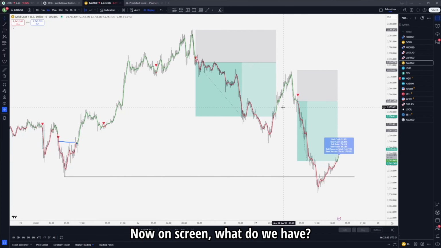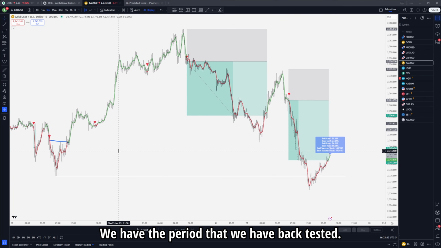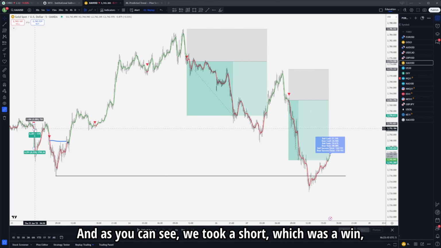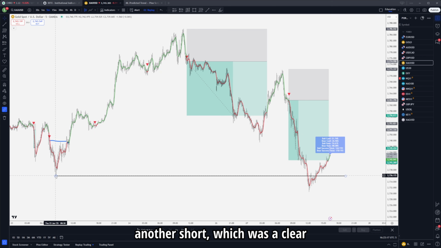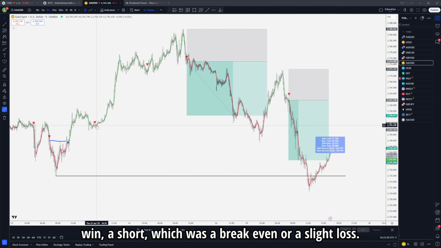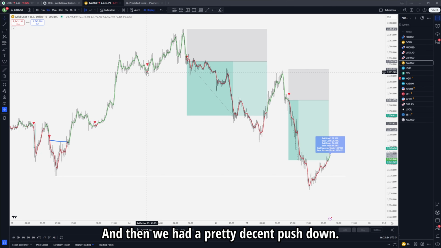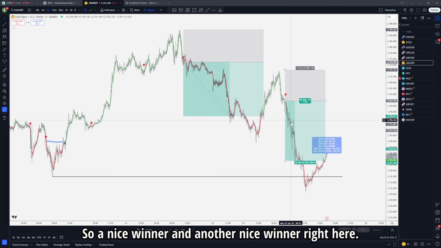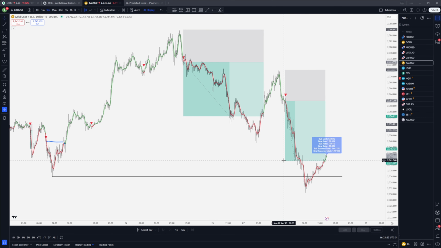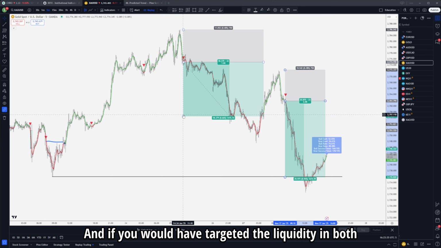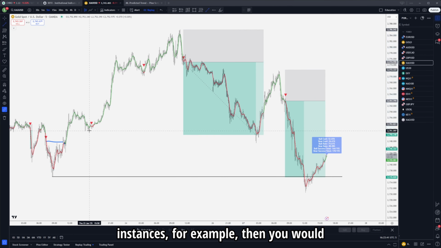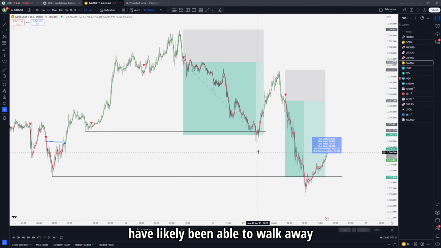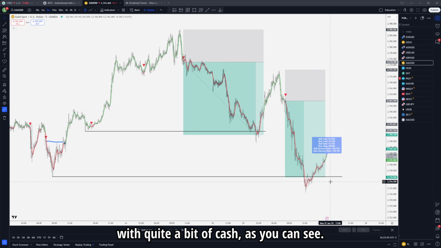Now on screen, what do we have? We have the period that we have backtested. And as you can see, we took a short, which was a win, another short, which was a clear win, a short, which was a break even or a slight loss, another short, which again was a break even or a slight loss. And then we had a pretty decent push down, so a nice winner, and another nice winner right here. And if you would have targeted the liquidity in both instances, for example, then you would have likely been able to walk away with quite a bit of cash, as you can see.